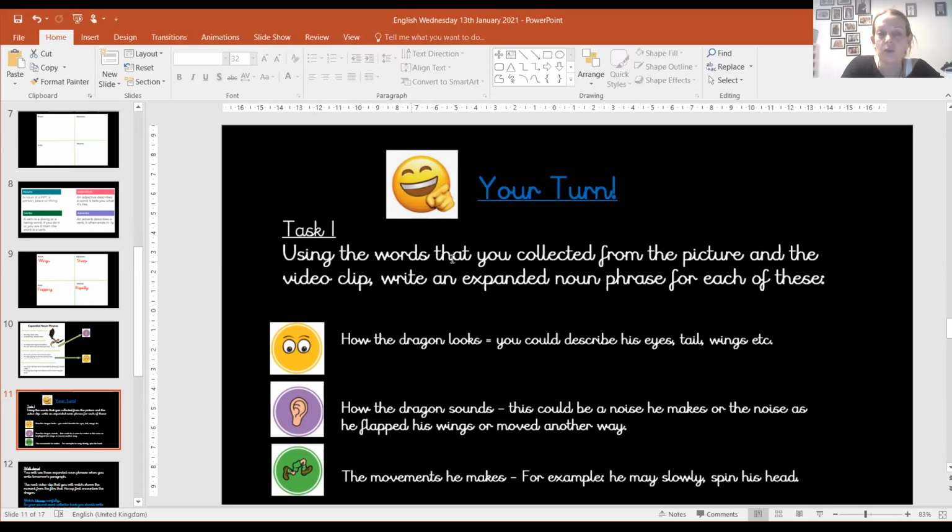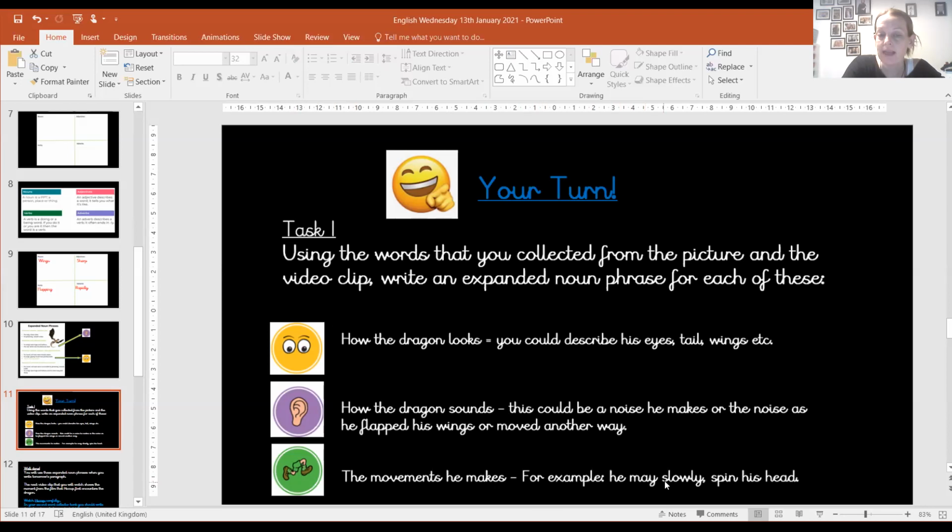So using the words that you've collected from the picture and the video clip, your job is to write an expanded noun phrase for each of these. So you want one expanded noun phrase for how the dragon looks. So you could describe his eyes, his tail, his wings, or anything you want. How the dragon sounds. So this could be a noise he makes, or the noise as he flapped his wings, or when he was creeping along the floor. That's up to you. And finally, the movements he makes.